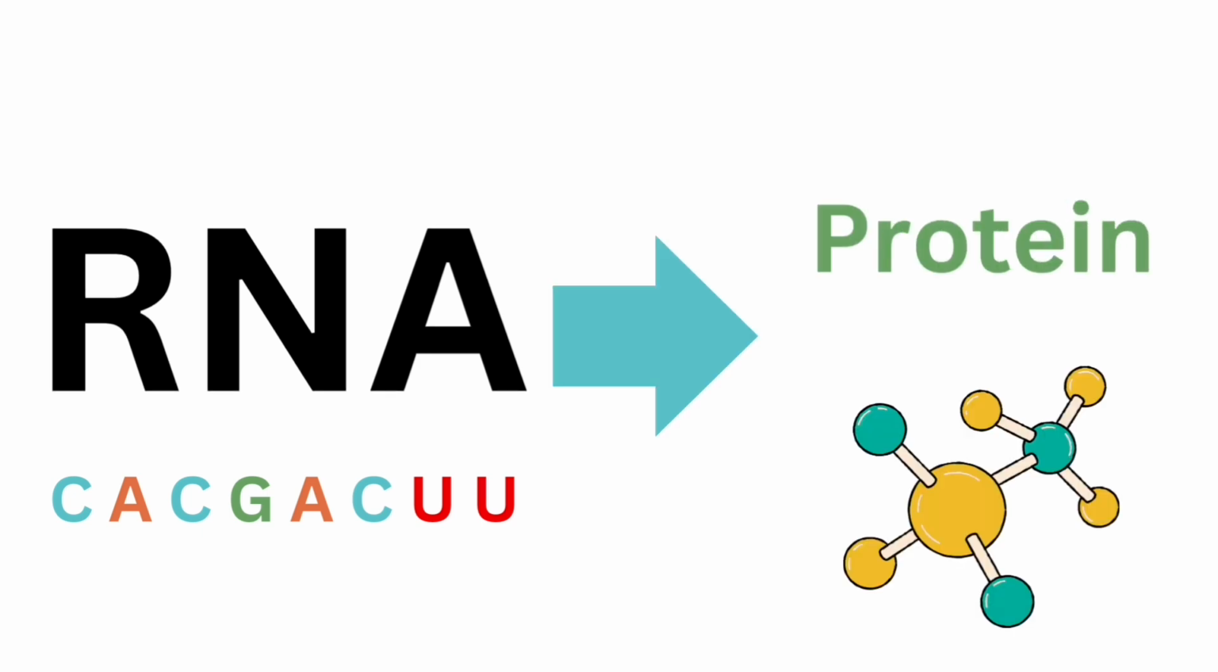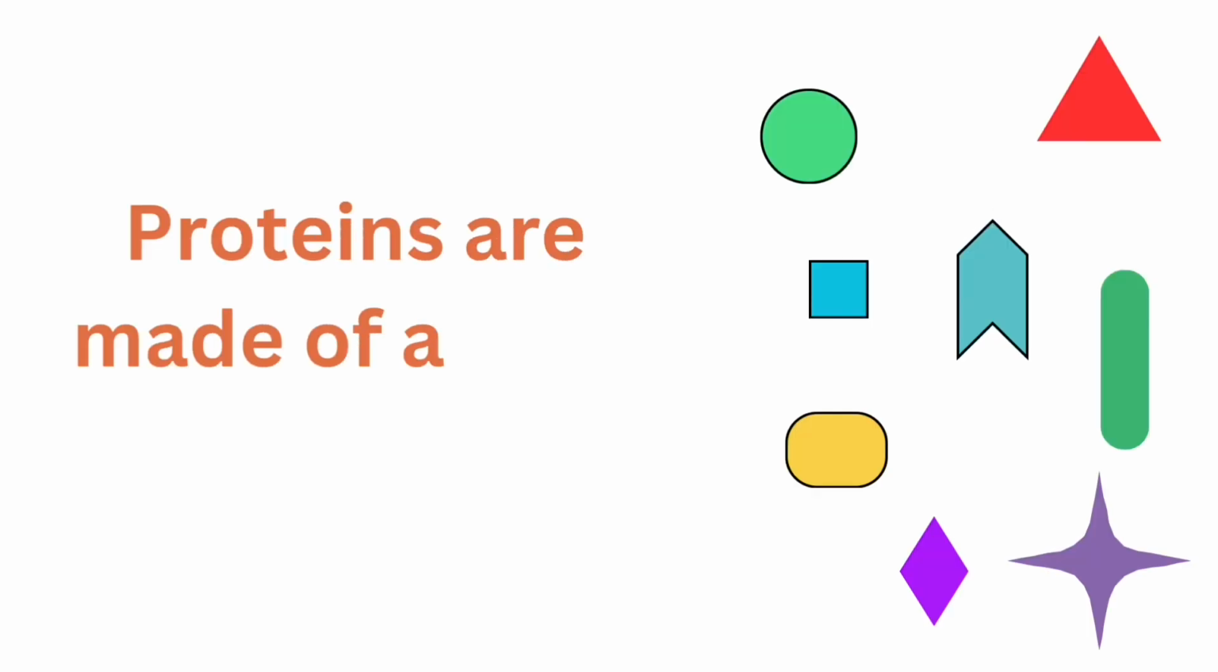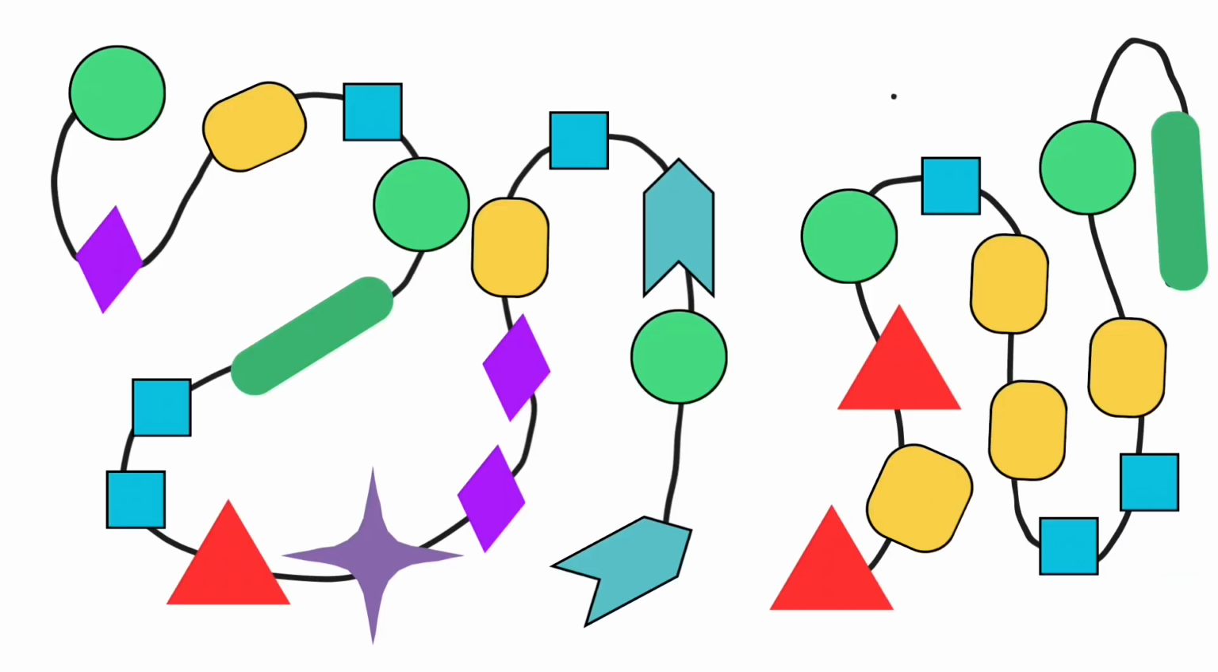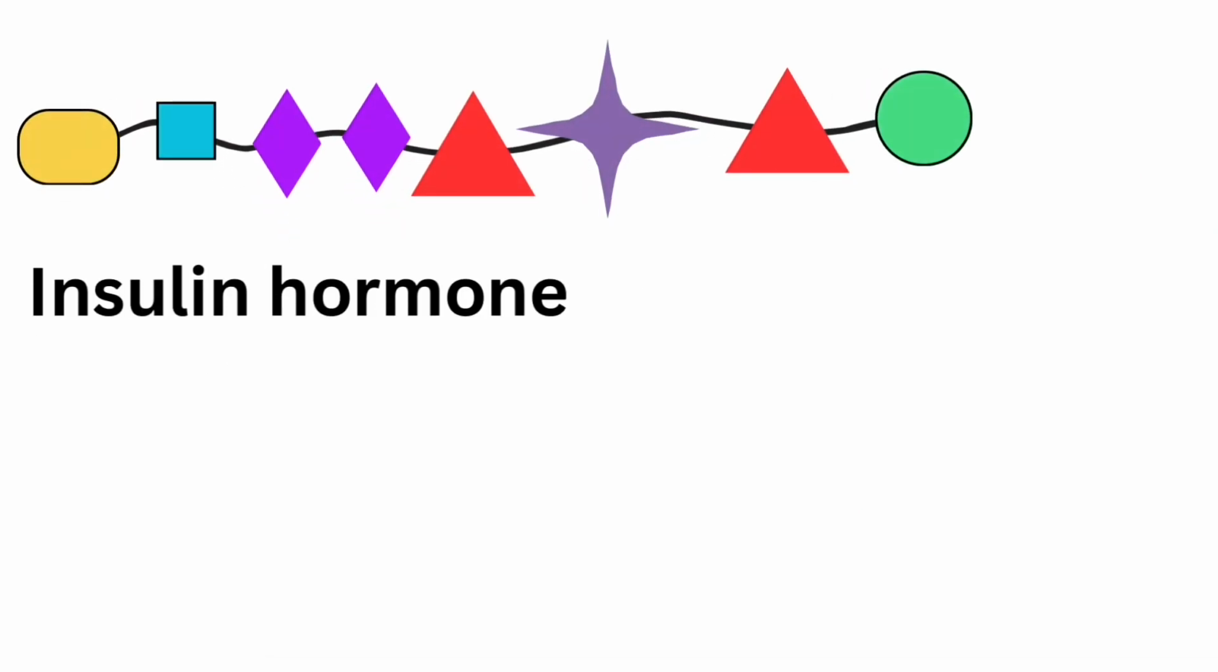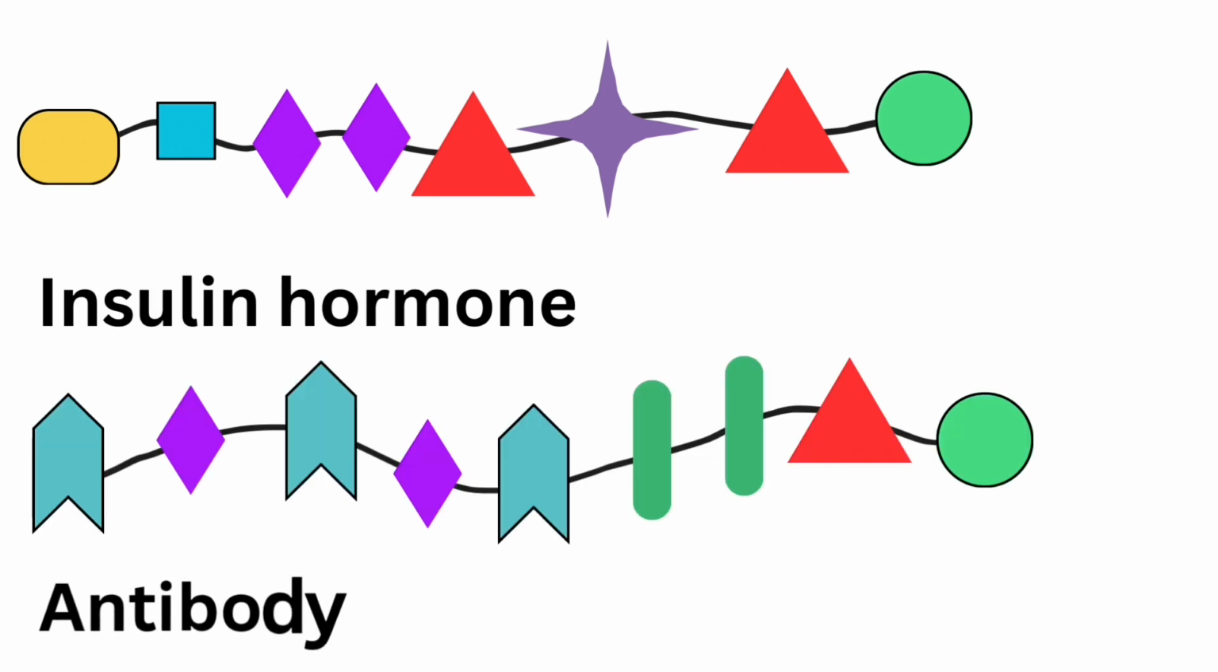Our ribosome needs to take the RNA code and use it to build a protein that the body needs. Now, proteins are made of little building blocks called amino acids, and there are 20 different amino acids found in humans. And you can make different proteins by putting these amino acids in different orders. So, if you want to make insulin hormone, which is one protein, you might put the amino acids in this order. But if you want to make an antibody protein, you might put the amino acids in this order.